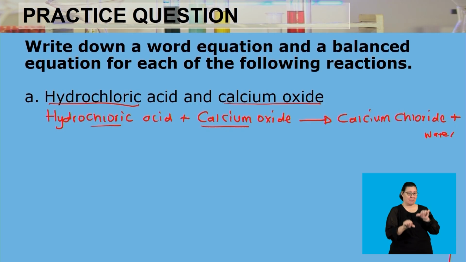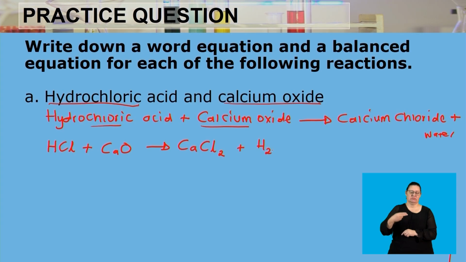Now, in terms of a chemical equation, we know that hydrochloric acid has a chemical formula of HCl, plus calcium oxide, which is CaO. This is going to react to form CaCl2 plus H2O. Then we need to check whether the equation is balanced. So how do we check? We need to count the number of atoms on the left-hand side. They must be equal to the number of atoms on the right-hand side for each of the elements given.